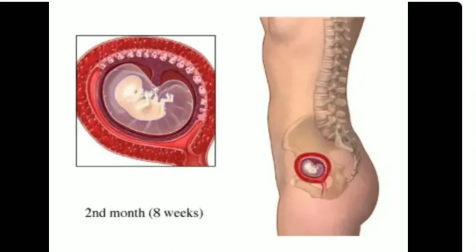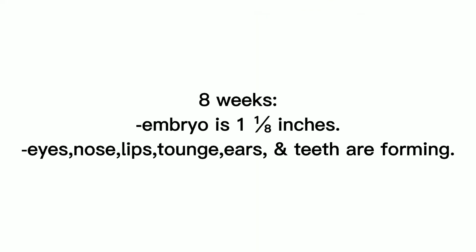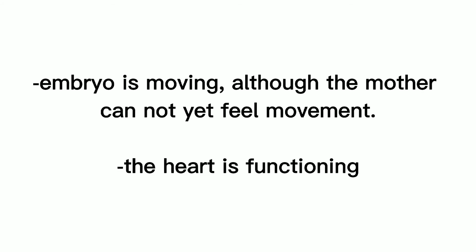8 weeks. At the end of 8 weeks, the embryo is 1 1/8 inches in length. The eyes, nose, lips, tongue, ears, and teeth are forming. The embryo is moving, although the mother cannot yet feel movement. The heart is functioning.